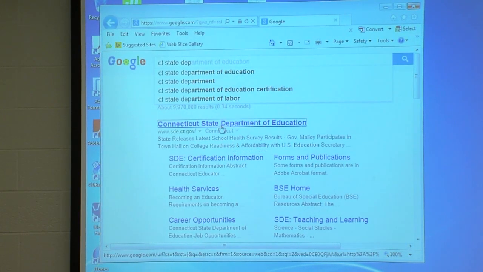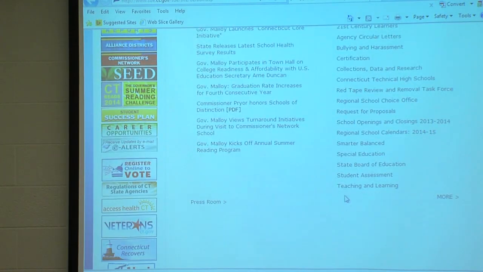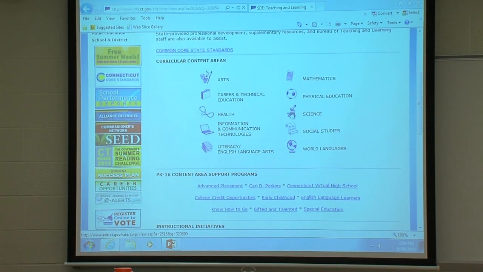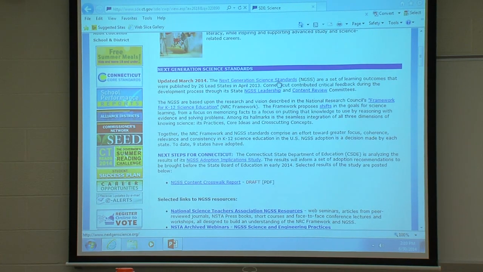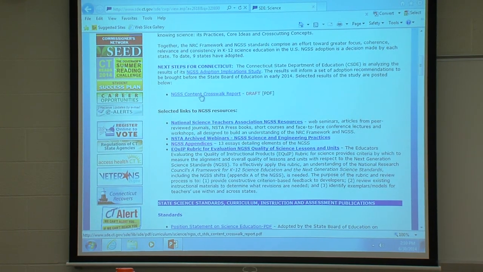Connecticut State Department of Education. And then, let's open this up. Come down here to teaching and learning. Over here to the microscope. And here's the next gen standards. Here's the content review committee. That's the framework, adoption implications. Here's the crosswalk right here.